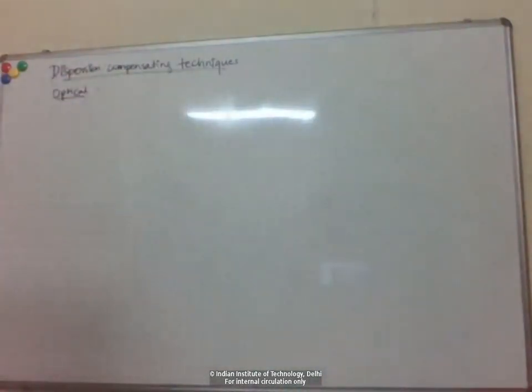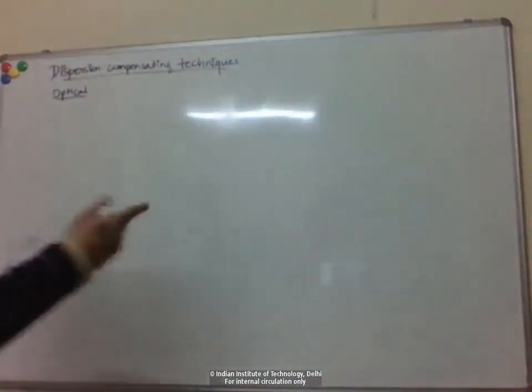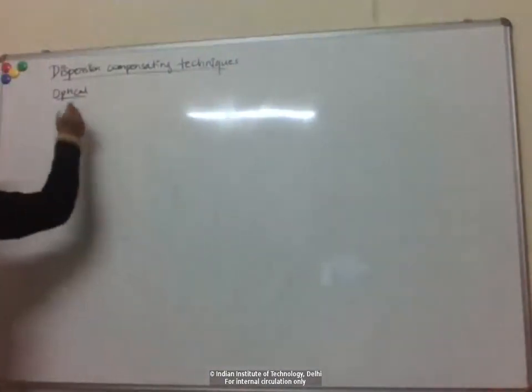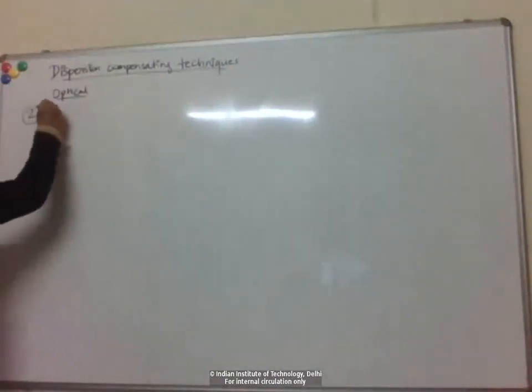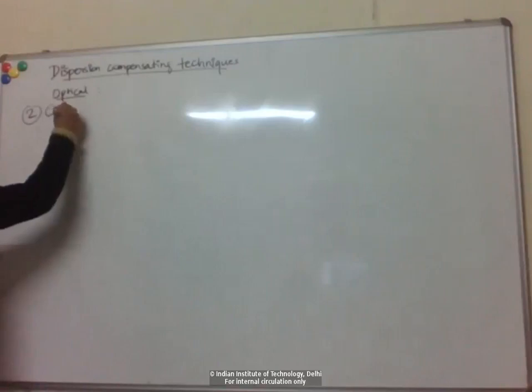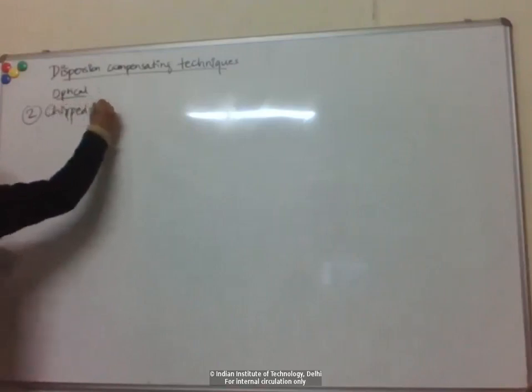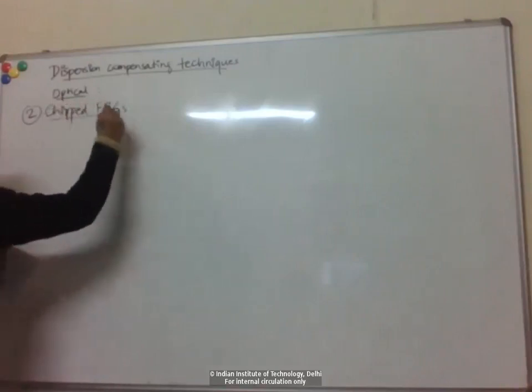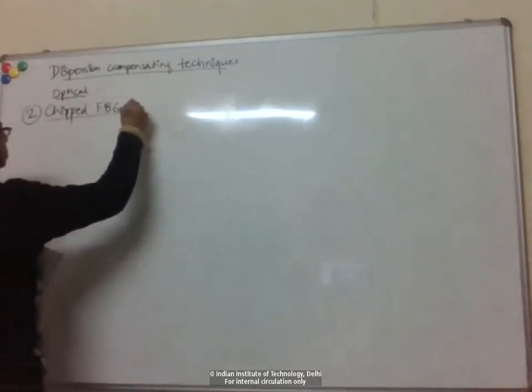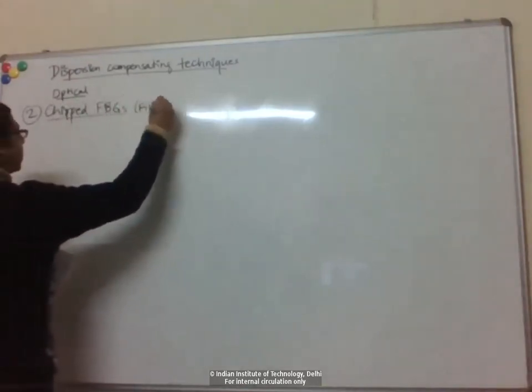Right. So another optical solution which is more compact than having this dispersion compensating fiber is to use what are known as chirped fiber Bragg gratings. FBG stands for fiber Bragg grating.